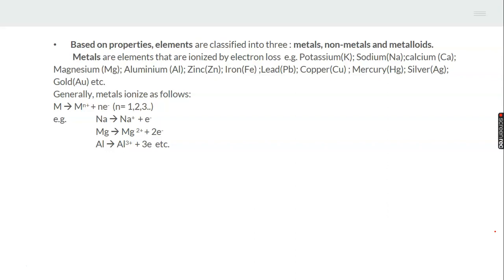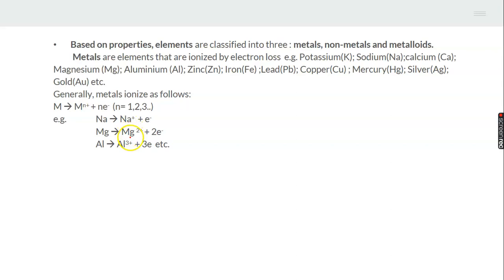The second categorization is based on properties. When we talk of the properties of elements, you can categorize them into three: metals, non-metals, and metalloids. Metals, we all know, ionize by electron loss. These are the examples there. Generally, metals ionize as follows: M stands for metal, so they lose their electrons, becoming an ion, M n plus. N can stand for 1, 2, 3, like that. This is a real example: we have sodium, Na plus, because it is a group 1 element.